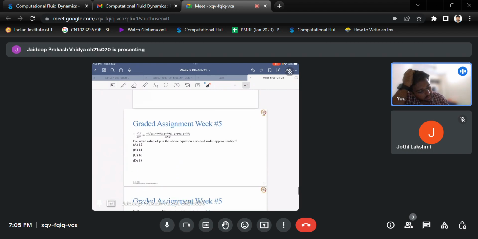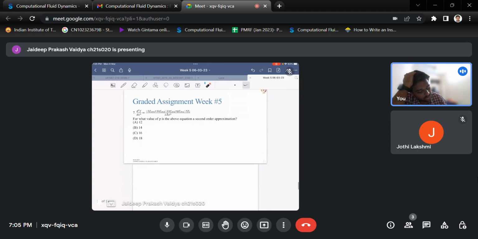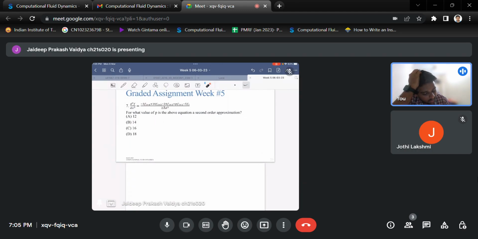Now the next question is a numerical problem based on what we have just solved. What they have asked is d cube f by dx cube written in terms of fi plus 4, I plus 3, I plus 2, I plus 1 and fi. So basically what we have is a function that is going on like this. Suppose this is basically I. We have used I plus 1, I plus 2, I plus 3 and I plus 4 to find out the third derivative d cube f by dx cube over here.